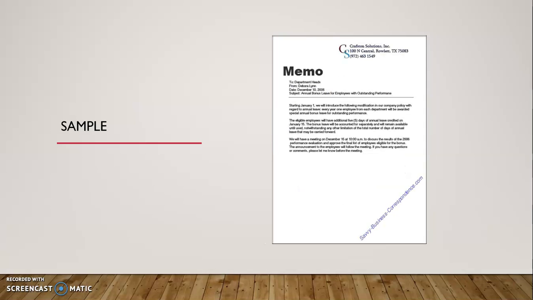Here's another sample of a memo. This is one on letterhead. See, you've got the company information on the top, so you don't need to type that in. This would be a company format that says memo, the to, from, a line underneath that top part is quite common. And then you see the paragraphs. I'll let you look at the content. And there you go. That's the basics of how to do a memo.